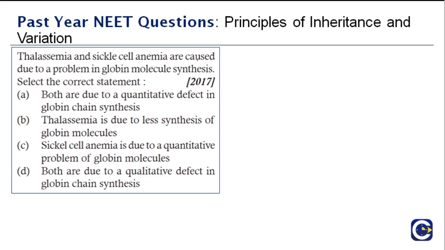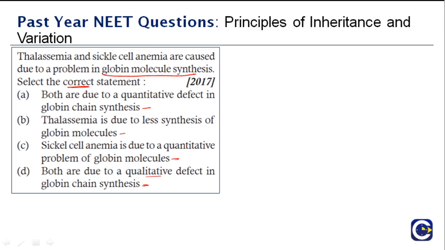Thalassemia and sickle cell anemia are caused due to a problem in globin molecule synthesis. Select the correct statement. A: Both are due to quantitative defects in globin chain synthesis. B: Thalassemia is due to less synthesis of globin molecules. C: Sickle cell anemia is due to a quantitative problem of globin molecules. D: Both are due to qualitative defects in globin chain synthesis.